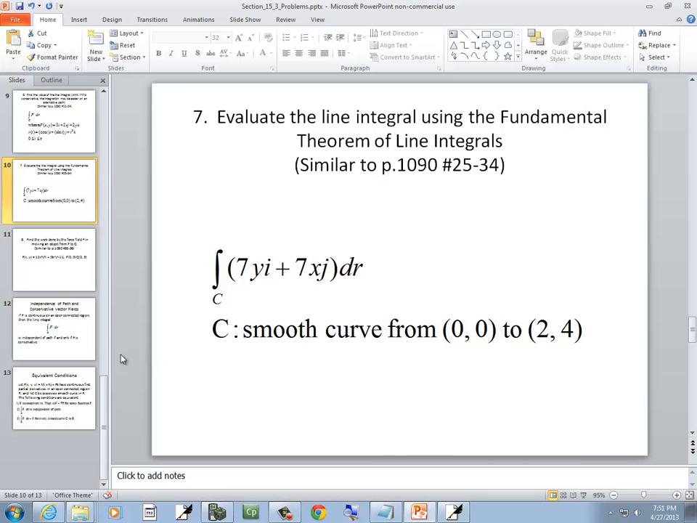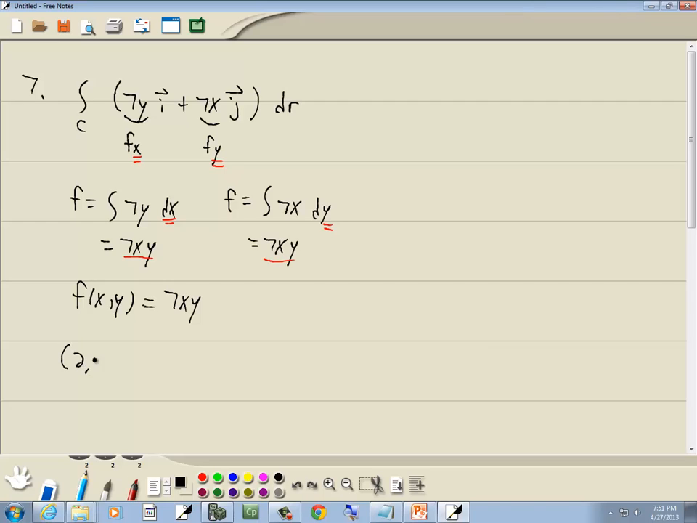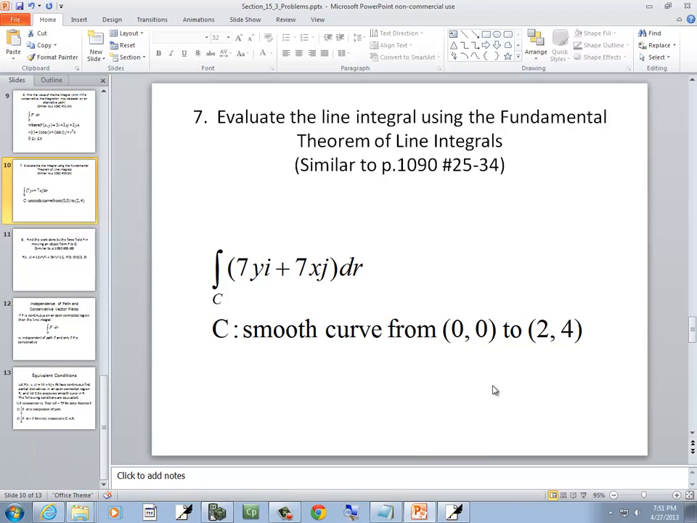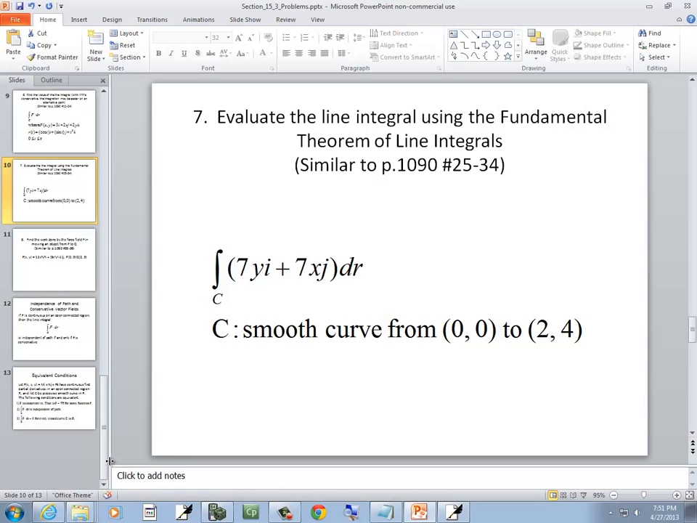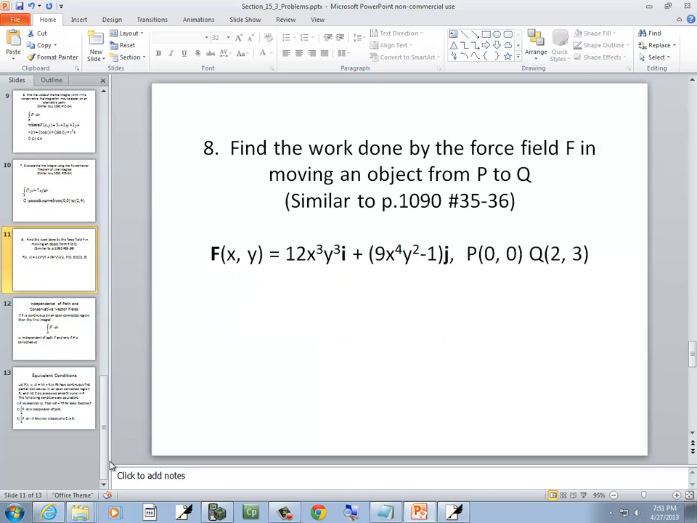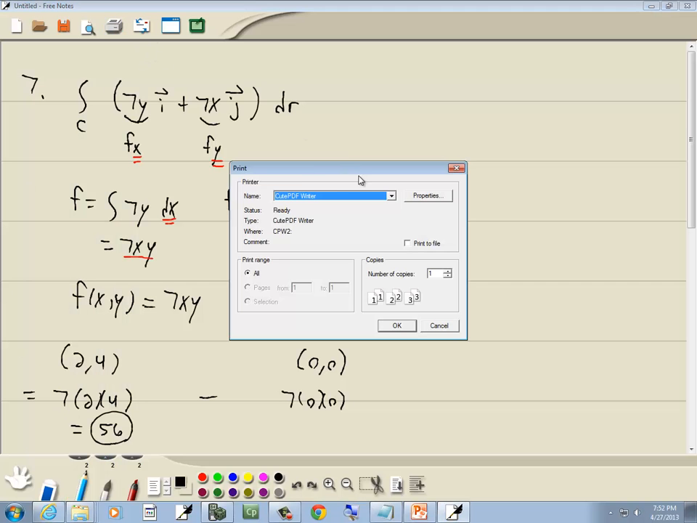And this is going from our ending value, which goes first, and then our beginning goes here. So smooth curve from 0, 0 to 2, 4. So we're going to have 7 times 2 times 4 minus 7 times 0 times 0, which gives us 56 as our answer. Okay, let me save that, and then we'll do the last problem here.